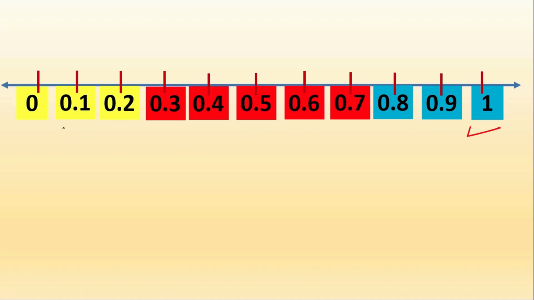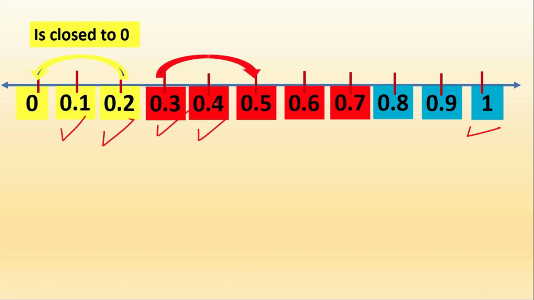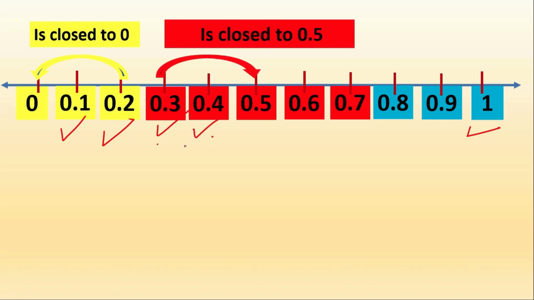Now let's see that 0.1 and 0.2 are close to 0. So 0.1 and 0.2 are estimated to 0. The next numbers, 0.3 and 0.4, are close to 0.5. That means if you find the numbers 0.3 or 0.4, you can estimate by benchmark to 0.5, because they are very close to 0.5.